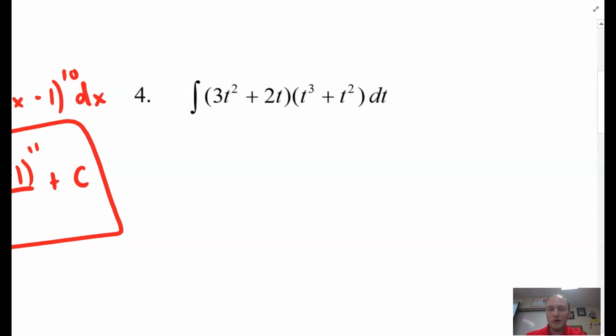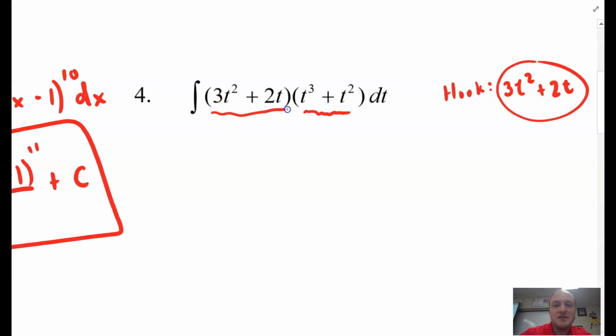So on number 4, again, I'm going to identify the hook. When we see these problems, they're generally testing your knowledge of this. Now, if you look at this function, notice it has a higher power. I can go ahead and take the hook, and if I take the derivative of the inside, that is 3t squared plus 2t. Well, hey, don't you notice that this is this here? So you have your hook.